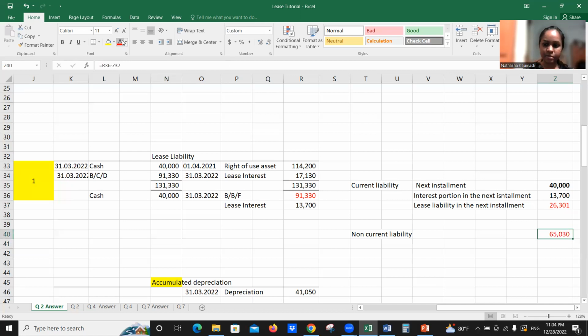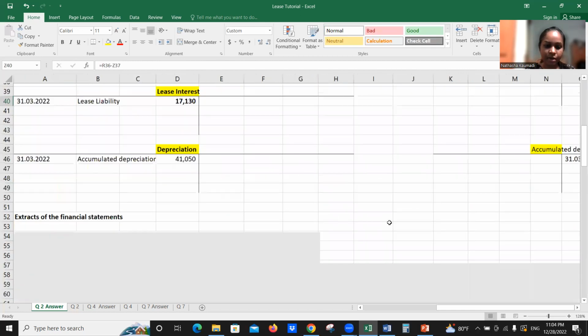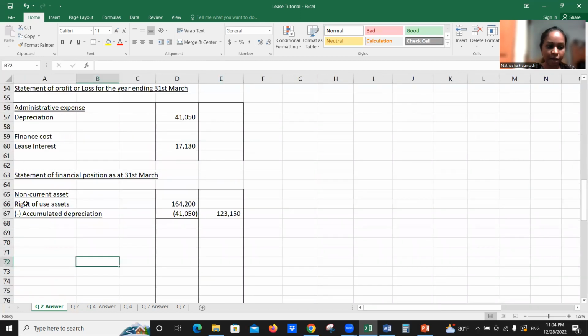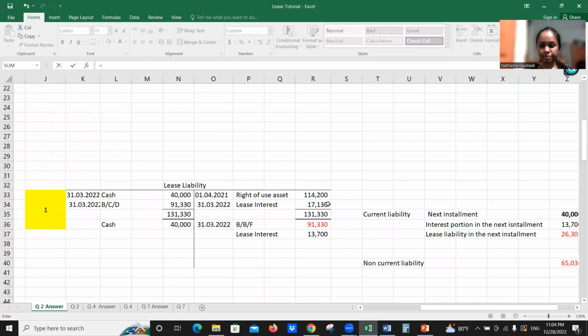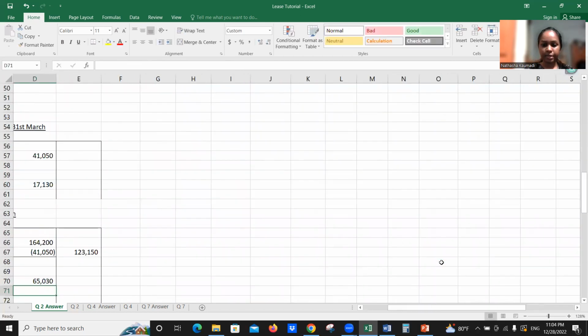65,030. This value 65,030. කොහොමද ගත්තේ? Total liability එකෙන් ගෙවන්න තියෙන total liability එකෙන් 26,301 අඩු කරාට පස්සේ එන ගාන 65,030. So this one we can directly take it here after non-current assets. You can write non-current liabilities, lease liability, non-current portion. Non-current portion is 65,330.